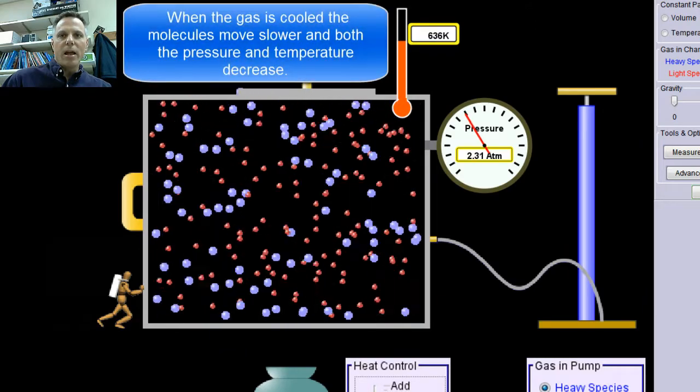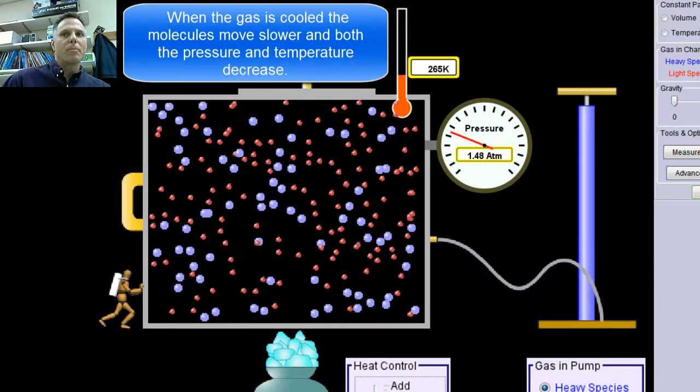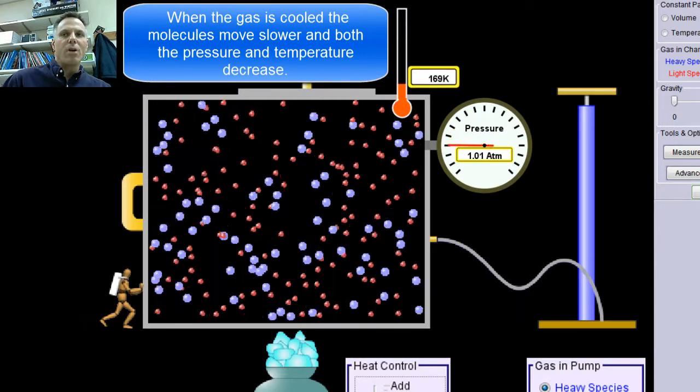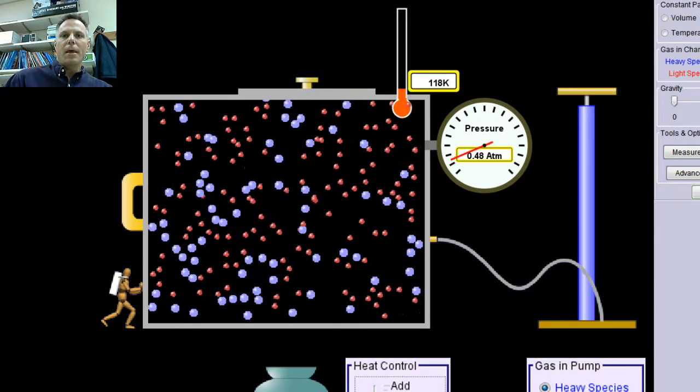Now I'm going to remove some heat. I'm going to add some ice, cool it down. Watch the temperature drop. Watch the pressure drop. So as the temperature drops, the pressure is dropping. As the pressure is dropping, the temperature is dropping. Let's go back up. Add some more heat again.